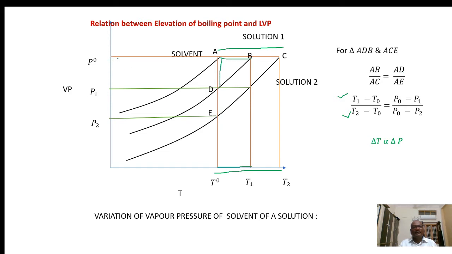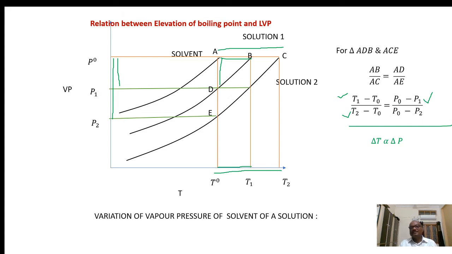It is nothing but P0 minus P1. We are substituting it. Now this AE is P0 minus P2. You can substitute. So T1 minus T0 is delta T1, meaning elevation of boiling point of the first solution. T2 minus T0 is delta T2. It is elevation of boiling point for the second solution.